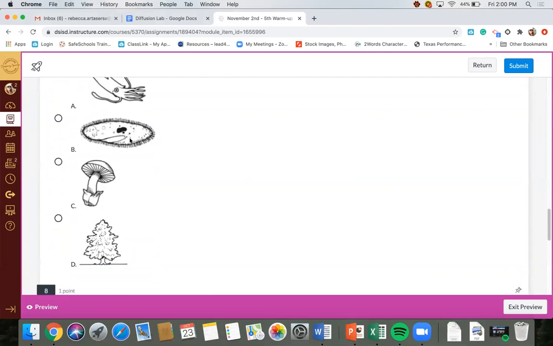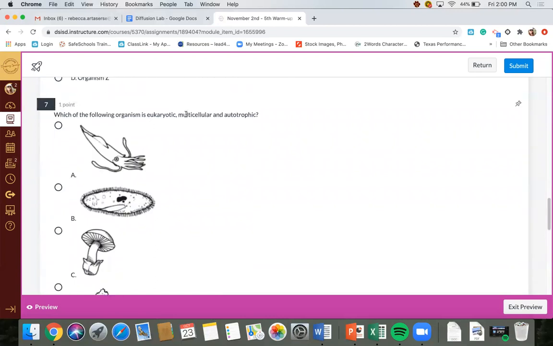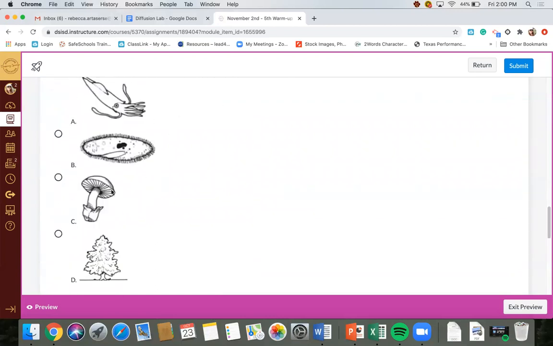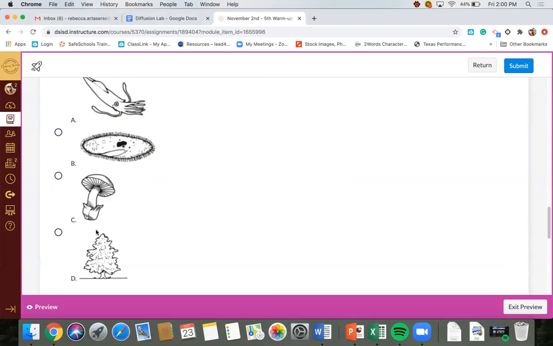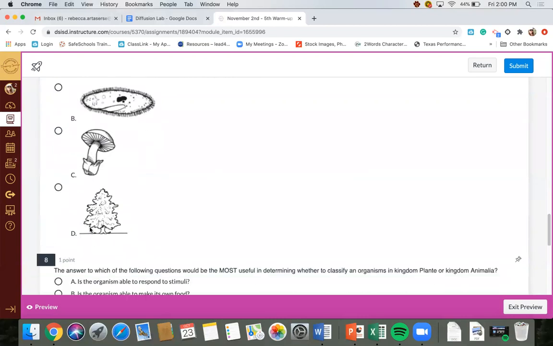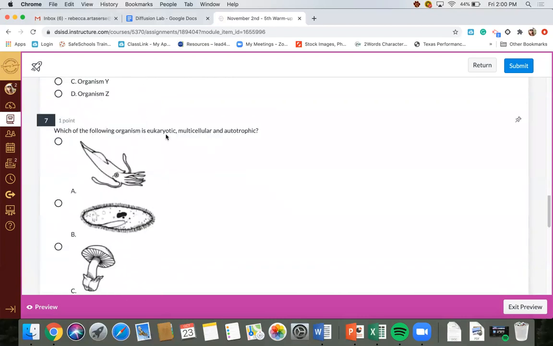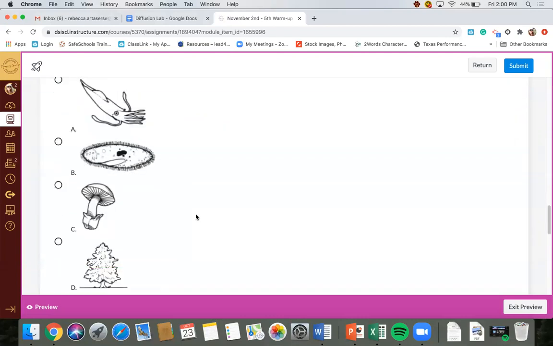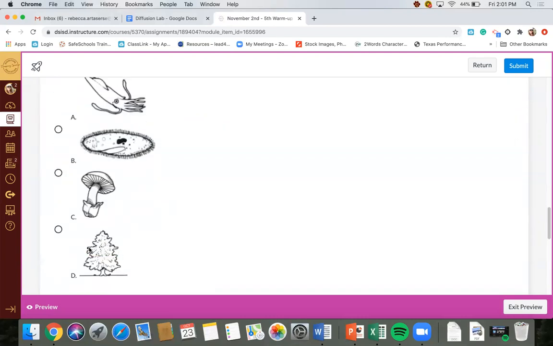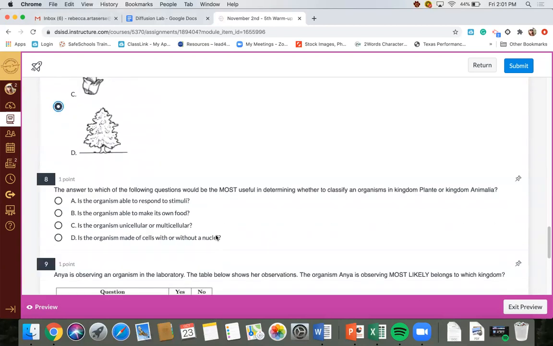Here we have a protist, and this is a single-celled organism. And so we know that our organism is multicellular, so it's not B. We have a mushroom. Our mushroom is a decomposer. It's heterotrophic, so it's not C. And then lastly, we have our tree. So our tree is eukaryotic because it has a nucleus and membrane-bound organelles. It's multicellular because it's made up of more than one cell, and it's autotrophic because it performs photosynthesis and makes its own food. So D is the correct answer.